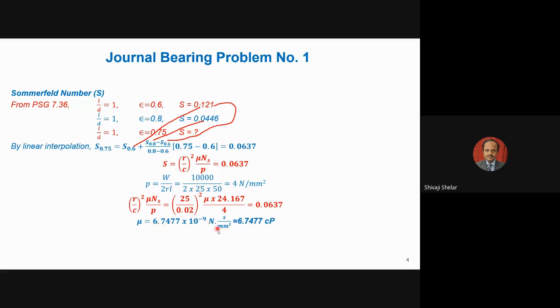This value is very, very small, so we have to convert it. If you multiply this value by 10 to the power minus 9, with 10 to the power plus 9, you will get this value of viscosity in terms of centipoise. So you require the viscosity of the lubricant here as 6.7477 centipoise. Okay. Similarly, we can go to the next slide here now.